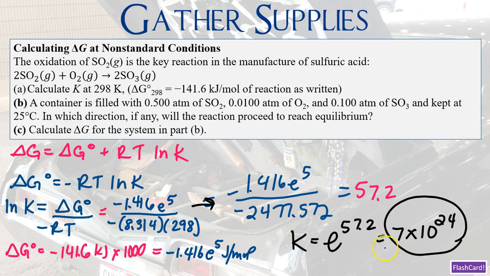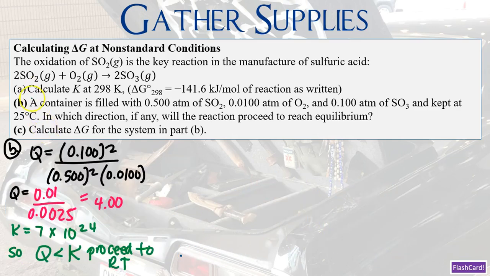Once we compare the two, we can continue on with the overall expression. So first, I'm going to look at my reaction as given. I have my product, and I'm going to divide it by my reactants to get my Q expression based on the values that are given in letter B. So they already tell me that for SO3, I'm going to have 0.100 atmosphere. So I'm going to have 0.100 squared because there's two of them. I'm going to divide that by the SO2 value, which is 0.500, squared. I'm going to multiply that by my O2 value, which is 0.0100.